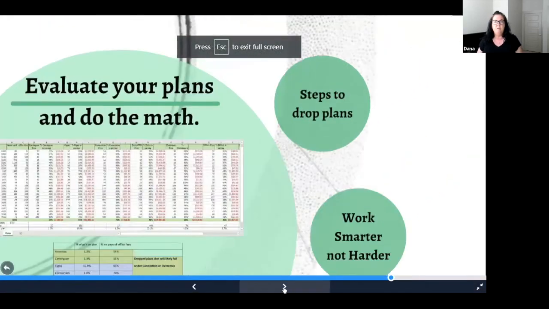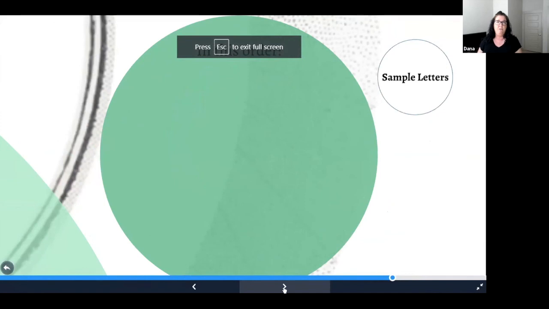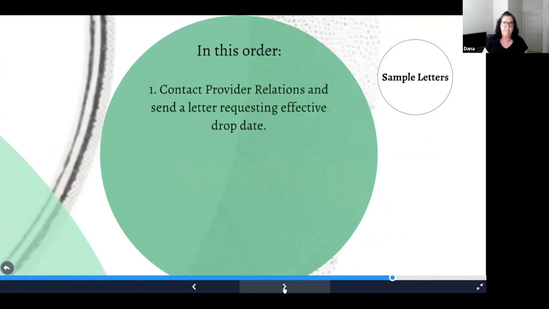All right, so steps to drop plans, and I want you to do this in this order. This is extremely important. The first step is I want you to contact your provider relations. I want you to send them a letter requesting an effective drop date, okay? I don't want you to do anything else until you get that effective drop date, okay? So that's the first step.